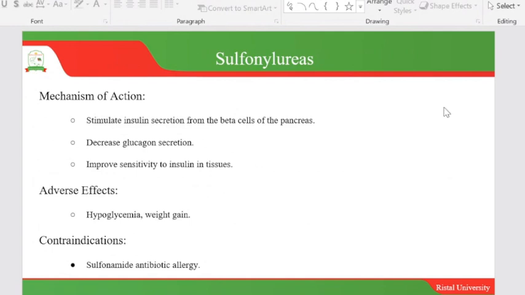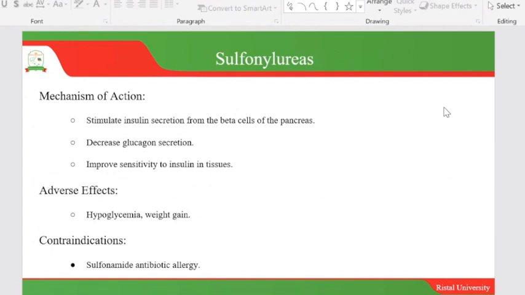Adverse effects. The adverse effects of sulfonylureas include the following. They lead to hypoglycemia. Then they can also lead to weight gain since there is increased intake of the glucose by the tissues, and additionally the fact that there is decreased glucagon secretion means that there will be enough glucose for it to be taken up by the tissues, and as a result the person will end up with a lot of glucose, which leads to the weight gain.